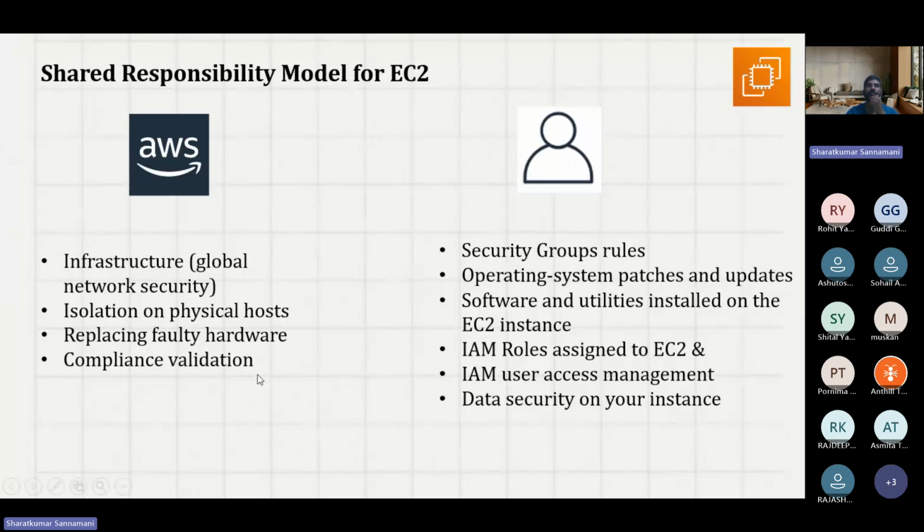We just discussed, right? There are two EC2 instances running on the same hardware. Someone can ask the question of security, right? But AWS is giving that isolation and the compliance validation. AWS will take care of all those parameters. So what is our responsibility when it comes to the EC2 instance? It could be the security group.